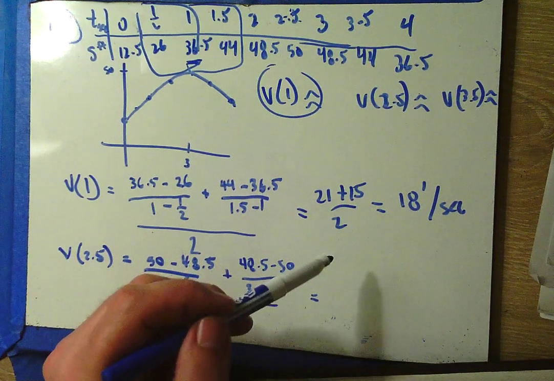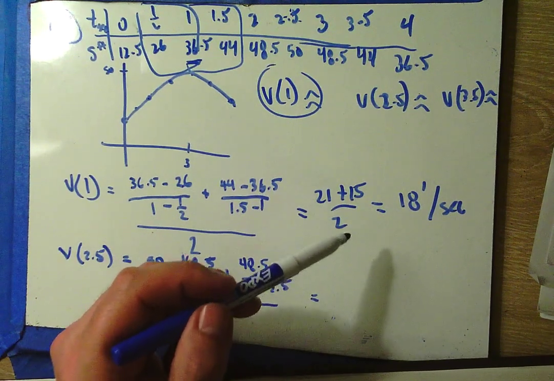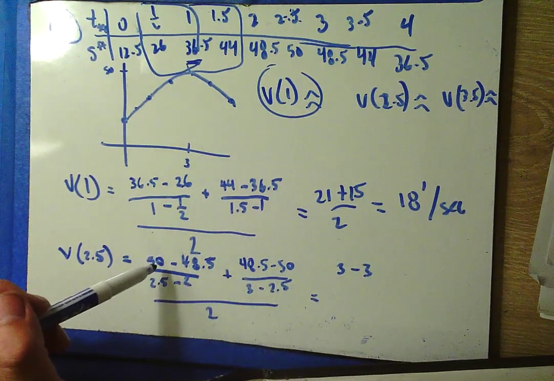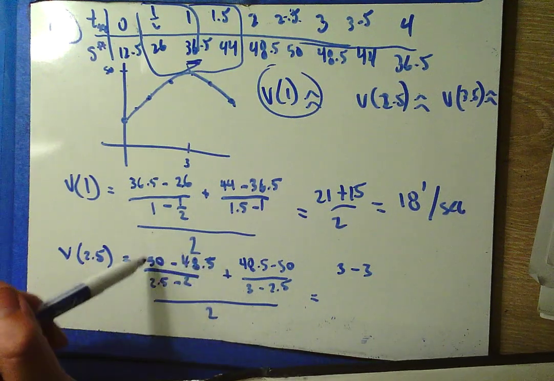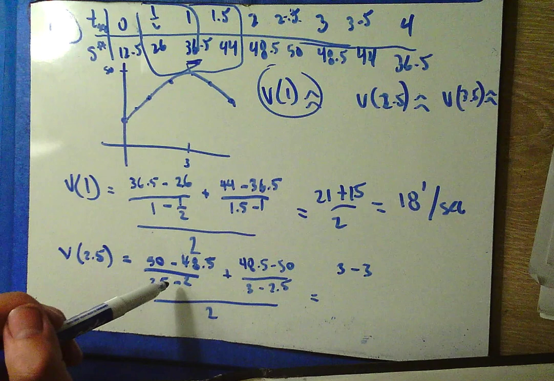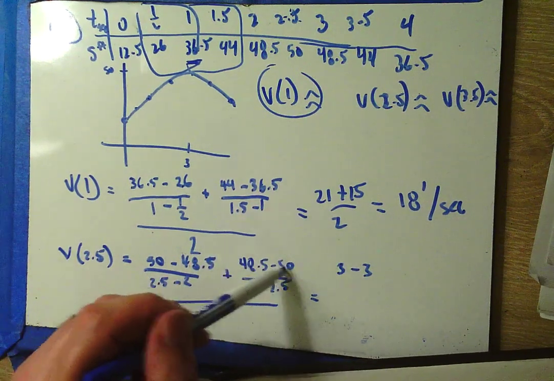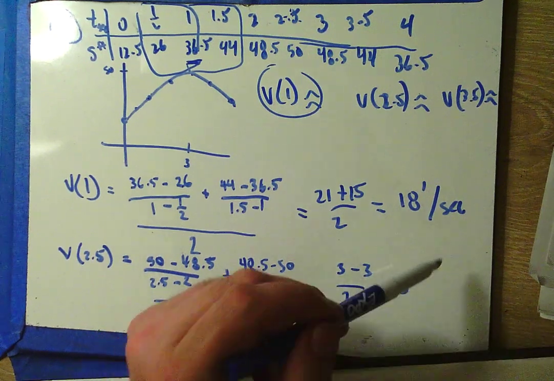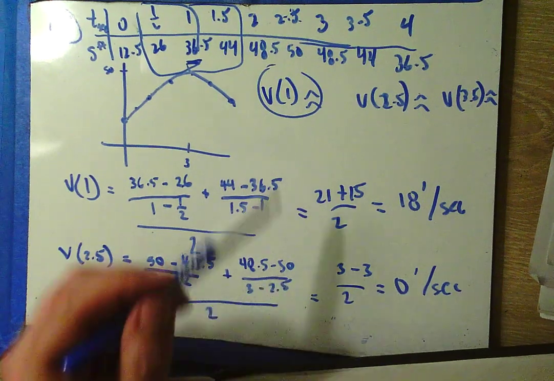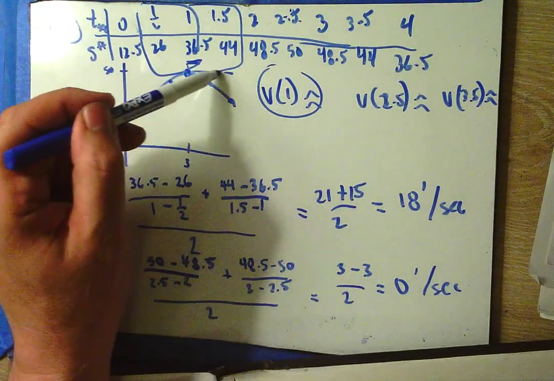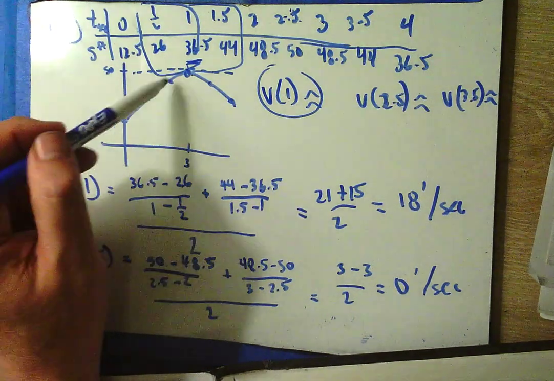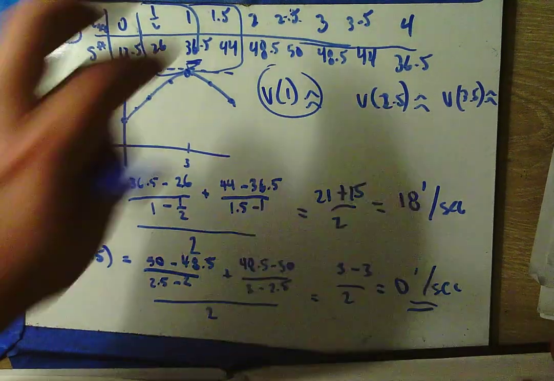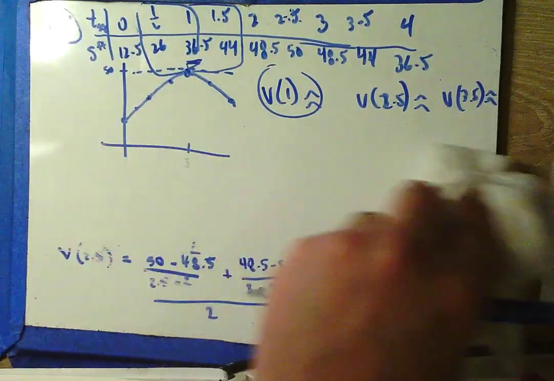Well, what I notice here is I end up with 3 minus 3, right? Because this is 1.5 over 1/2, which is 3, and this is negative 1.5 over 1/2, so that's minus 3. And so I end up with 0 feet per second. And that makes sense because we're talking about our maximum here. And what do we think about the slope at that maximum? We think we have a 0 slope, 0 velocity at 2.5. Okay? And then we'll repeat the process for 3.5.